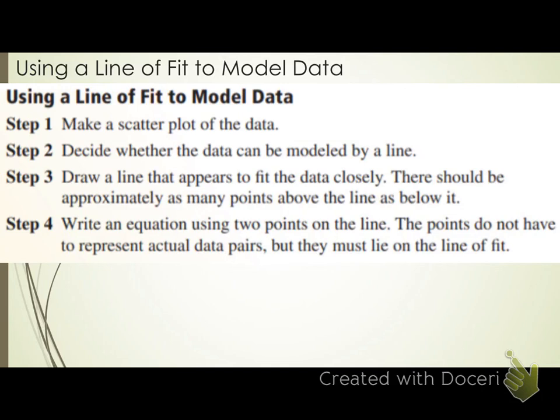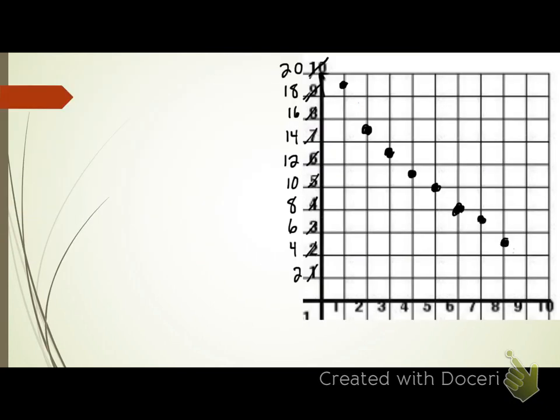Step 3, draw a line that appears to fit the data closely. There should be approximately as many points above the line as below it. Once again, this is where our answers are going to vary a little bit. So let's draw our line real quick. Try to make it go right through the middle of our data. Have as many points above our line as below it. Does that look pretty close to going through the middle of our data?